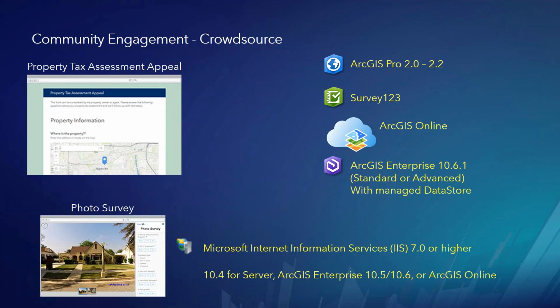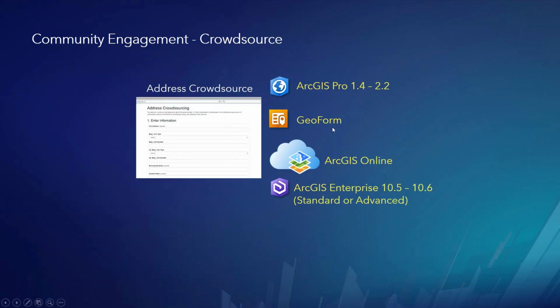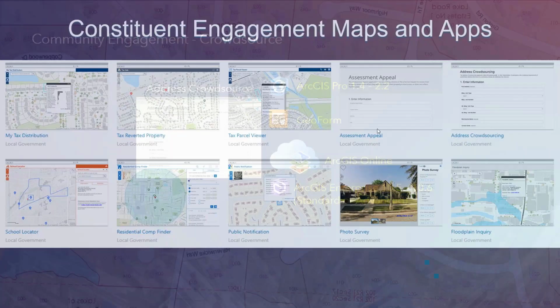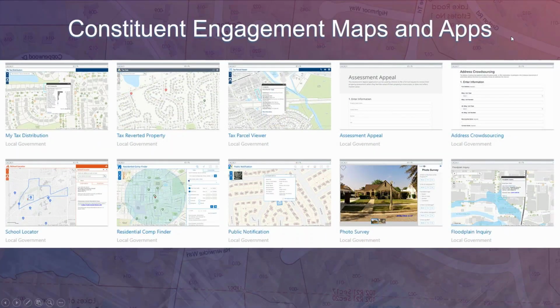In some cases, folks are doing that work in-house, but in some cases, folks are actually crowdsourcing that effort out to the masses, to the public, which is interesting. And then finally, to round out our crowdsourcing efforts, there is an address crowdsourcing configuration built on GeoForm, and that allows you to request an address in your community and get that process kickstarted as well. So quite a few applications that round out these constituent engagement maps and apps. And again, I'll drill into these in a second through a series of demos, but that rounds out that handful of maps and apps.